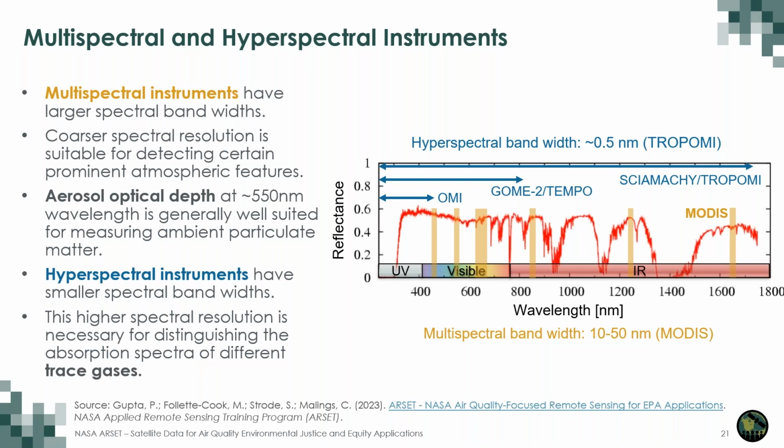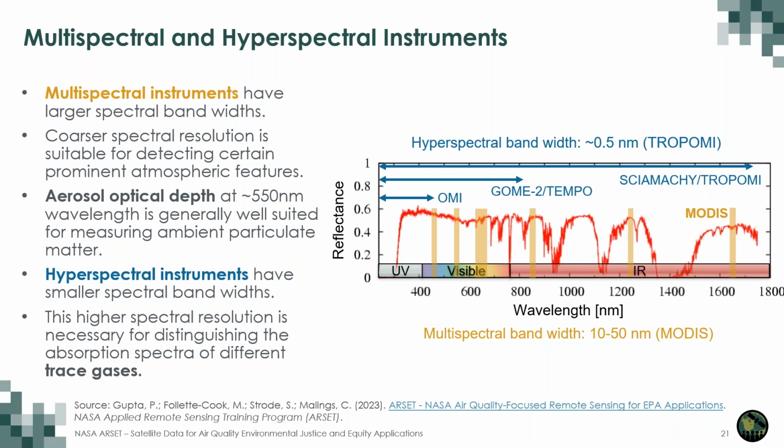Multispectral instruments are better suited to measuring quantities like aerosol optical depth, which relates to how much visible light is being blocked by particles in the atmosphere. Hyperspectral instruments, in contrast, have much finer spectral resolution. I have several examples of hyperspectral instruments on the right.